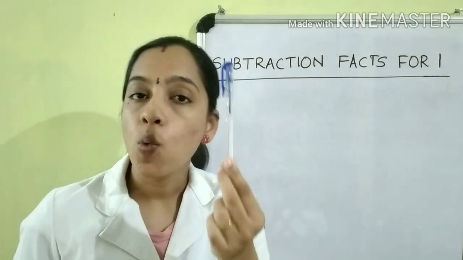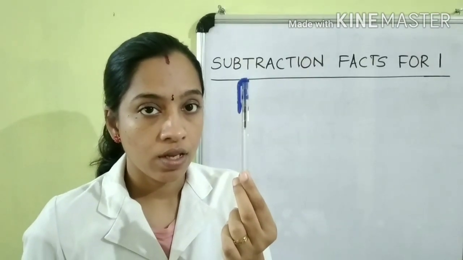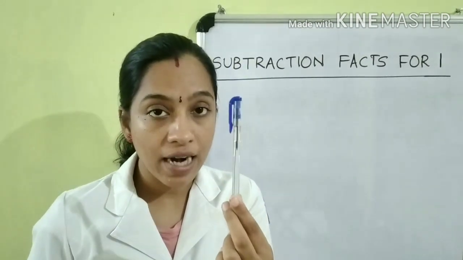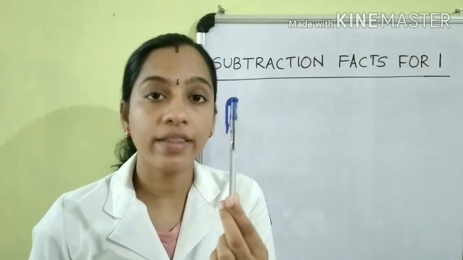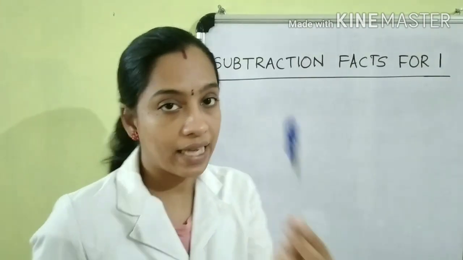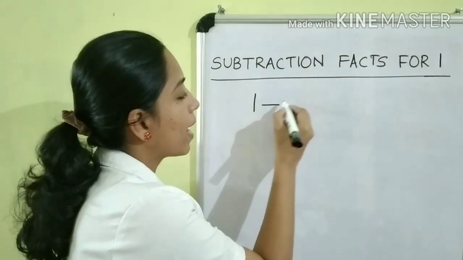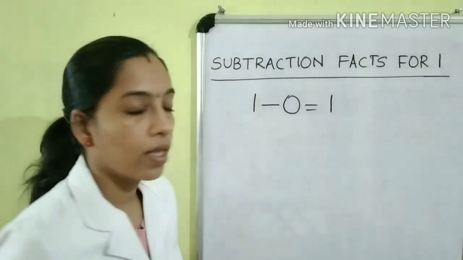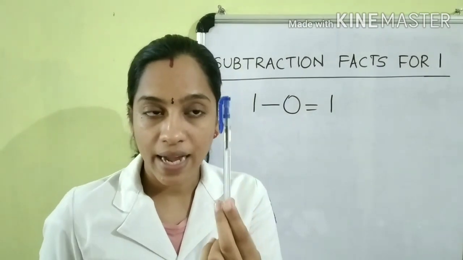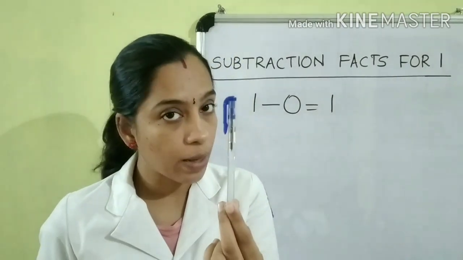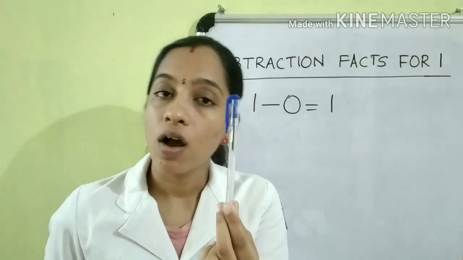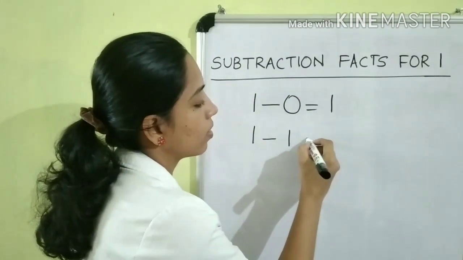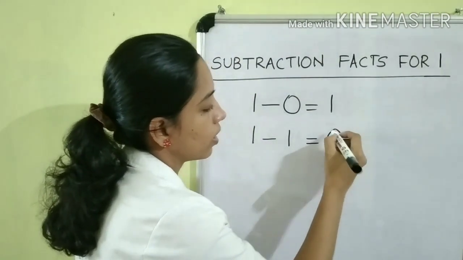See, I have 1 pen. If I will subtract 0 pen from this 1 pen, then I am left with 1 pen. That is 1 minus 0 is equal to 1. Next, I will subtract 1 pen from this 1 pen, then I am left with 0 pen. That is 1 minus 1 is equal to 0.